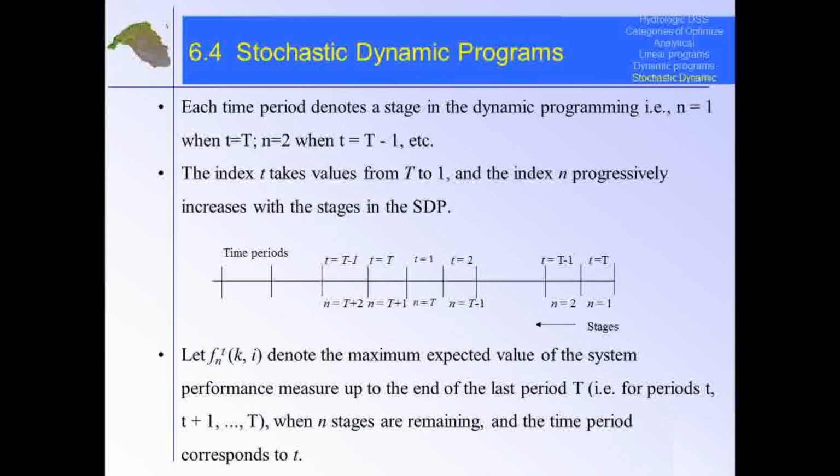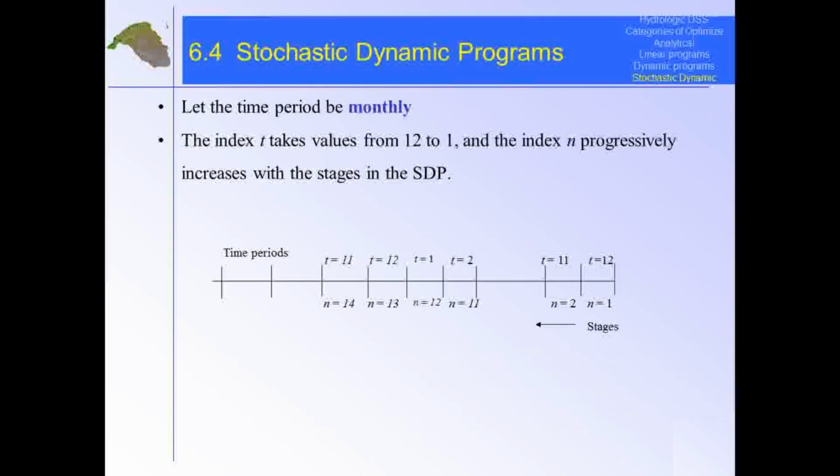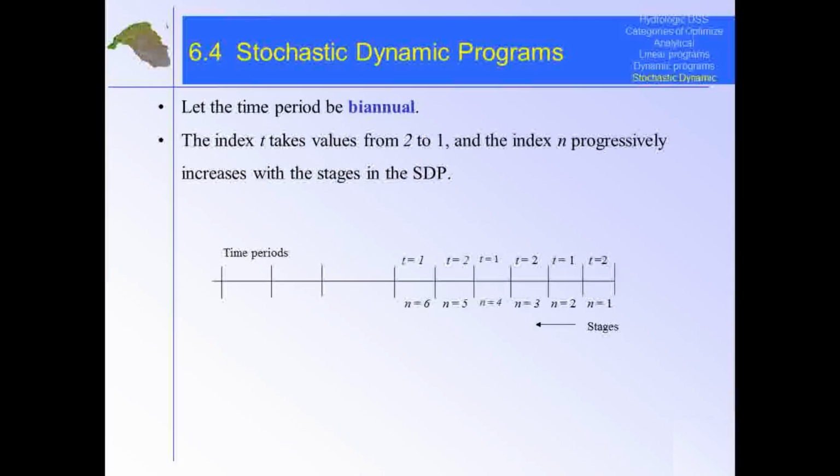Let's say if you are talking about a monthly time period, this would mean we start at period 12, essentially December, and then we talk about November, and then October, September, using the backward recursive equation. And then we go to January. And then we start all over again at December. So the period cyclically goes from 12 to 1, and then it starts from 12 to 1 again. But the stage would progressively increase if you are considering monthly values. If you are considering biannual values, it starts from 2, 1 to 1, which is essentially summer, winter, summer, winter. It keeps on cyclically changing, whereas the stage would progressively increase indefinitely.